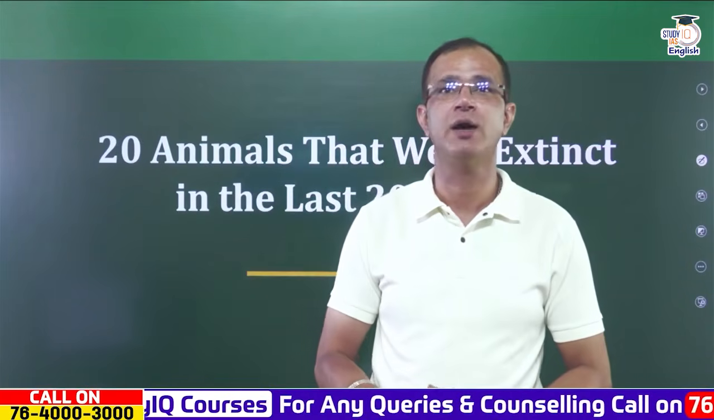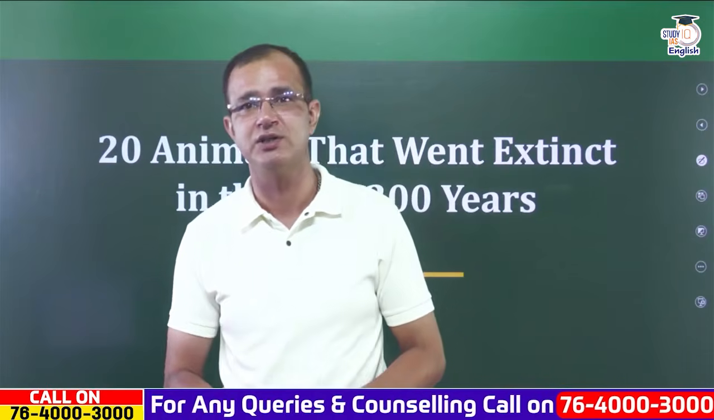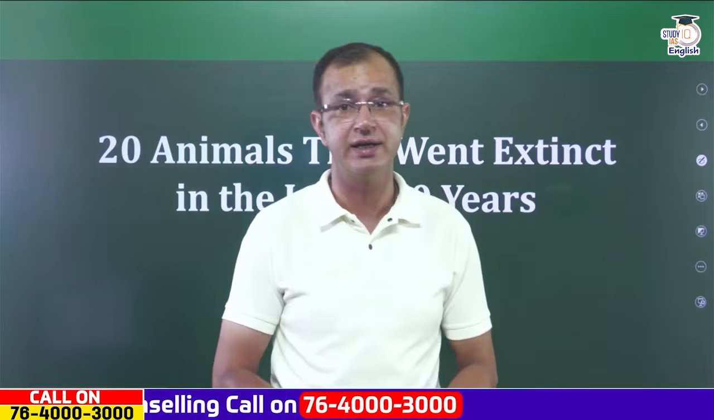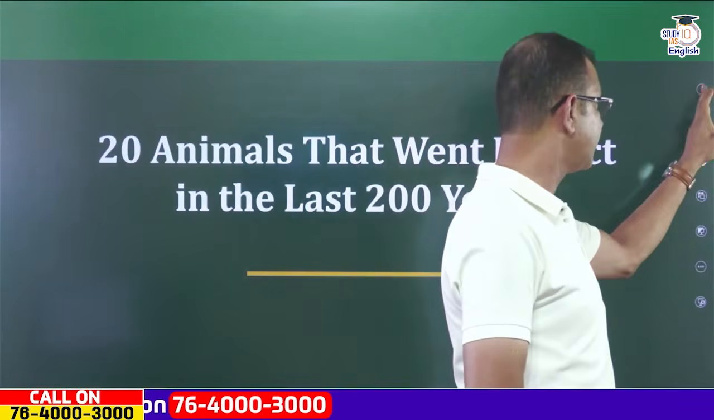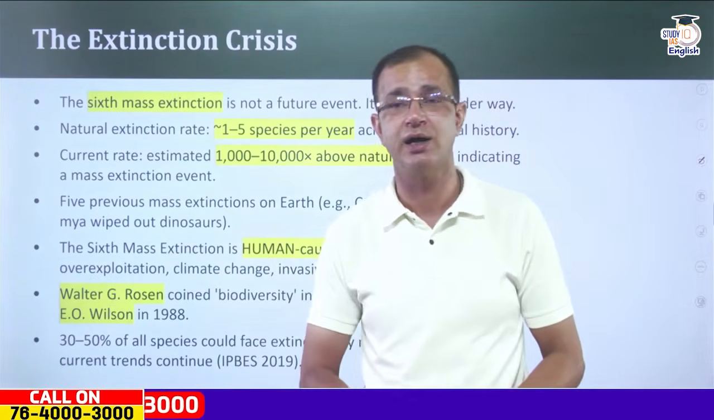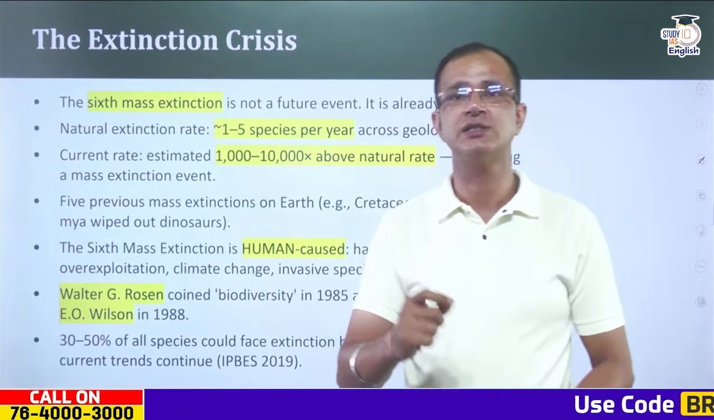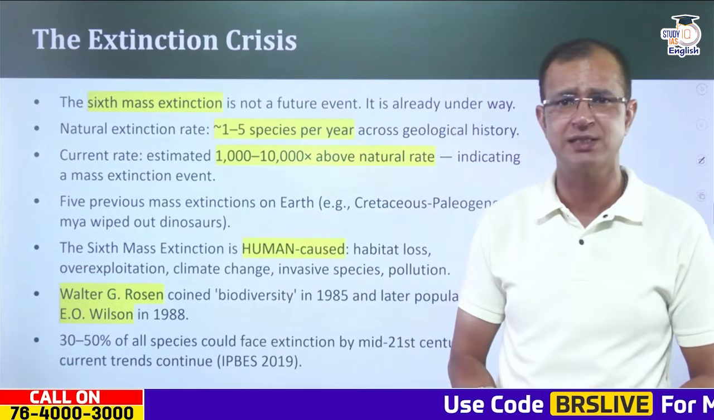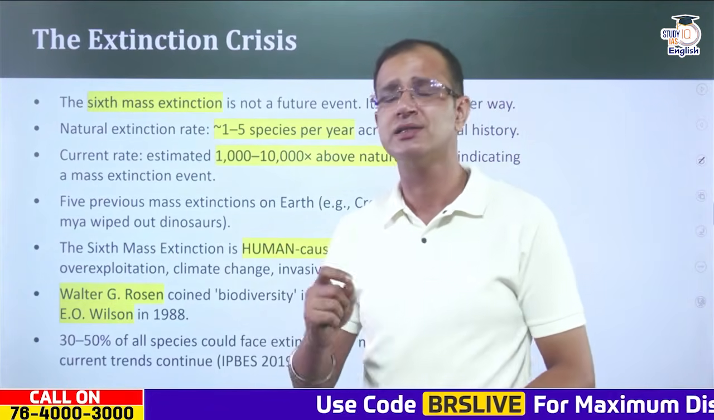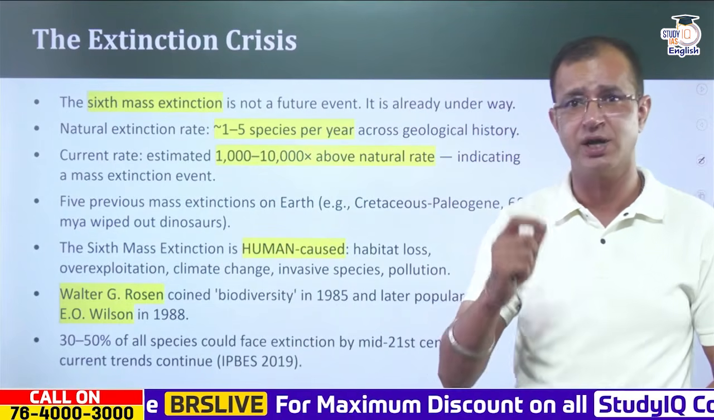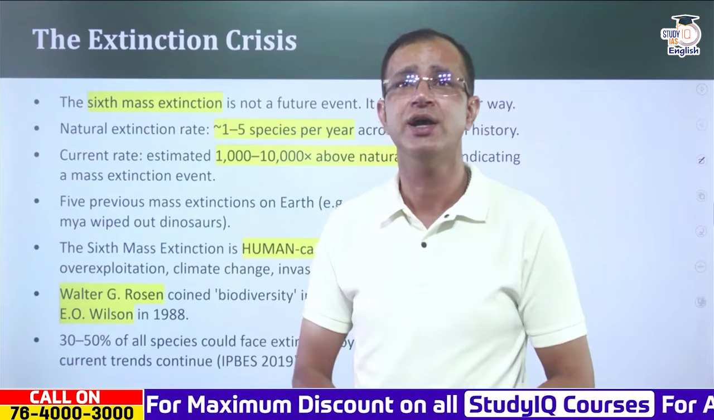Now in this session, we'll be talking about 20 animals which went extinct in the last 200 years. This was because of the human presence, because of the things that have been done by human beings. Over here, we are talking about the sixth mass extinction event that is right now going on. It is not a future event that you must keep in your mind.